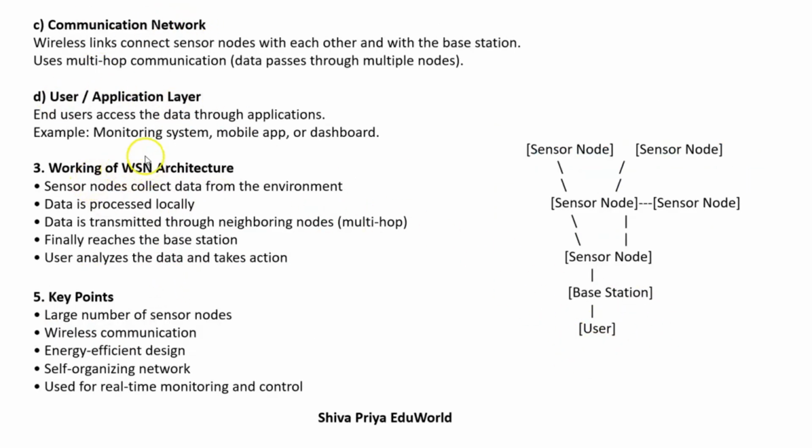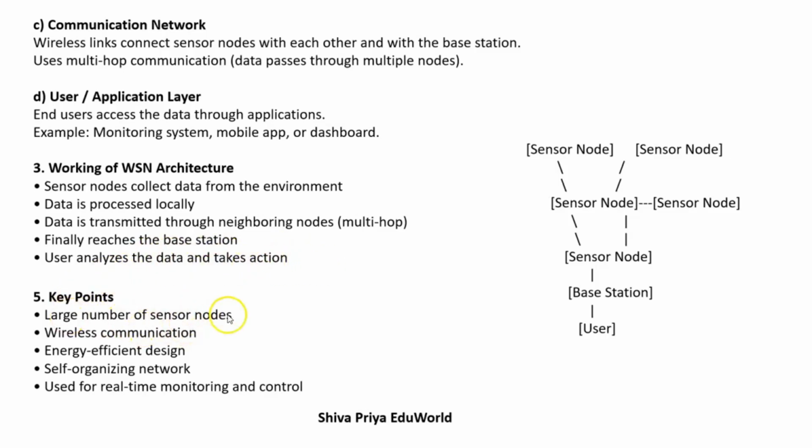Clear? Working of wireless sensor network architecture. How exactly will it work? Sensor nodes collect the data from the environment, as I have already told you, and the data is processed locally and transmitted to neighboring nodes, that is multi-hop here. Finally, it reaches the base station. And the user analyzes the data and takes action based on the situation.